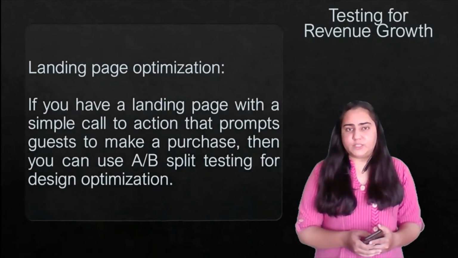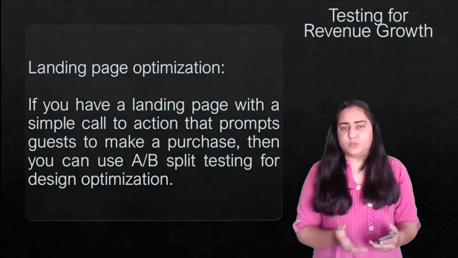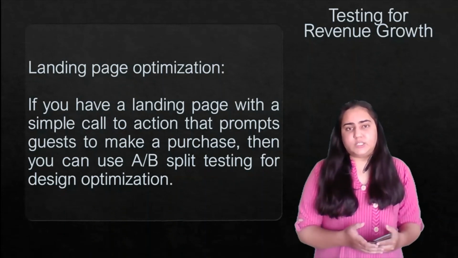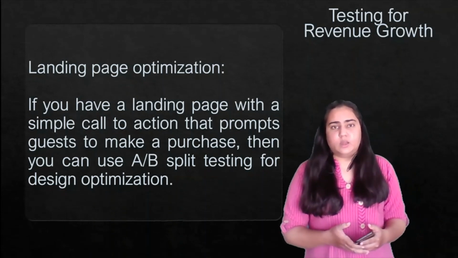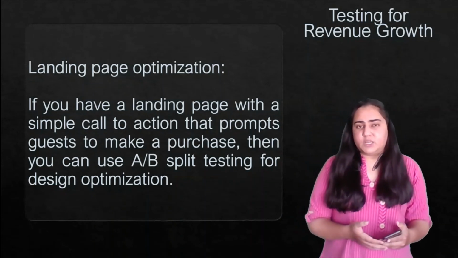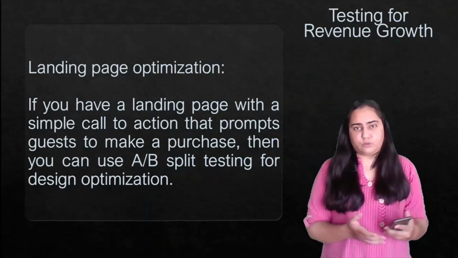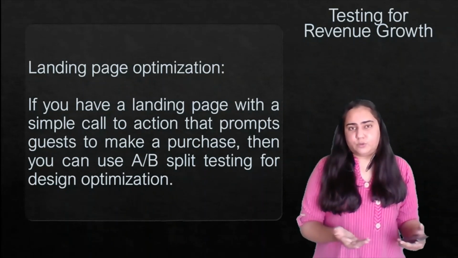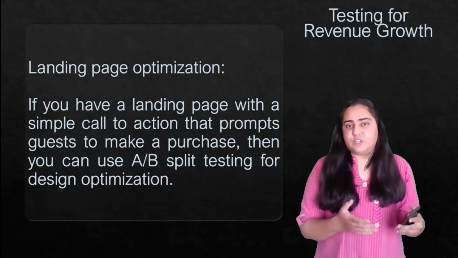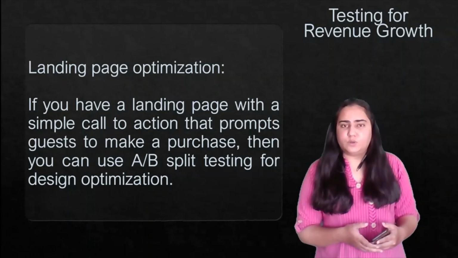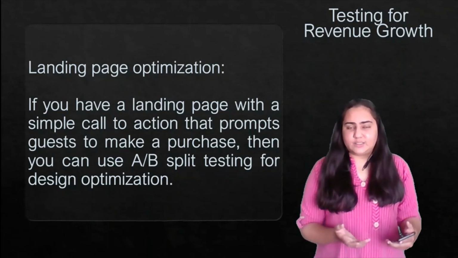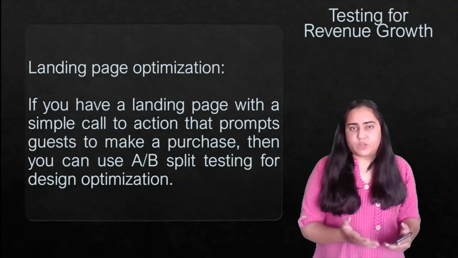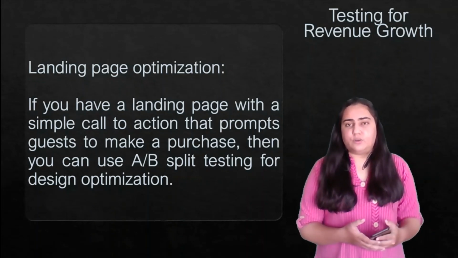Next is landing page optimization. If you have a landing page with a simple call to action that prompts guests to make a purchase, then you can use A/B split testing for design optimization. If your e-commerce website has featured products, and directly below those products you have a button for buying the product, because you are providing a lot of discount on it, then you would want to know through A/B split testing if people are actually making that purchase from the landing page itself. That is where you could test for revenue growth.